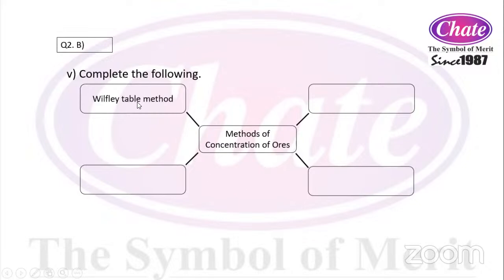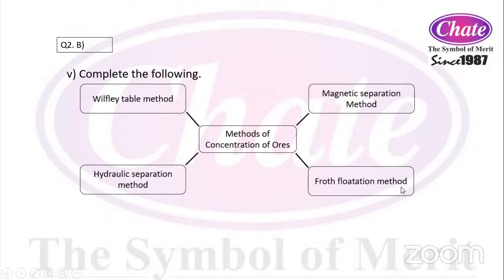So you can see that first is the Wilfley table method and the hydraulic separation method. Both are based on the separation based on gravitation. Then next is the magnetic separation method, and the next one is the flotation method. Again, there is a 5th method also. If you do not remember any one of them, you can put instead of that leaching. Leaching is also one of the methods of concentration of ore. So you have to write down any 4 methods out of these 5.